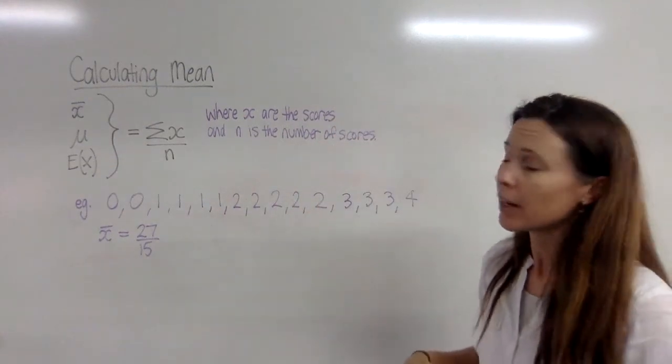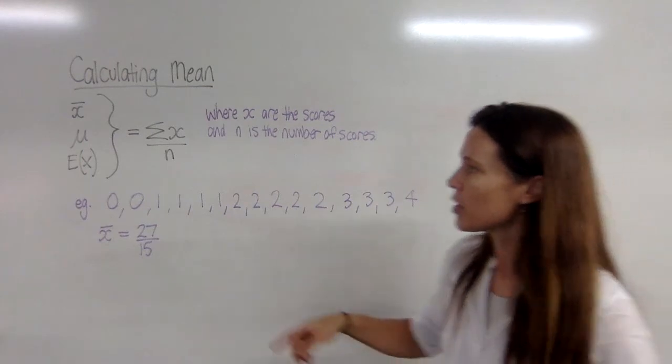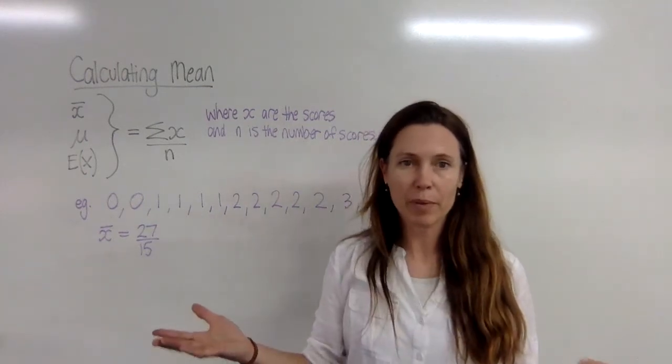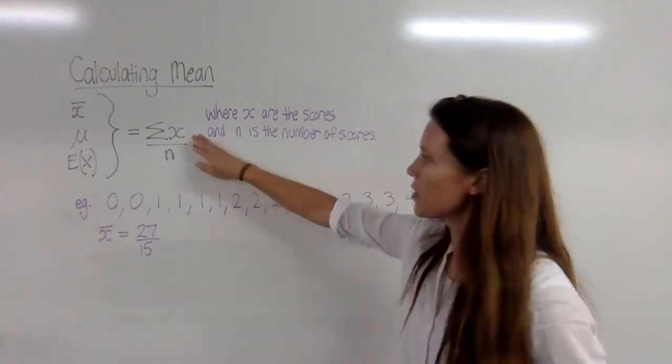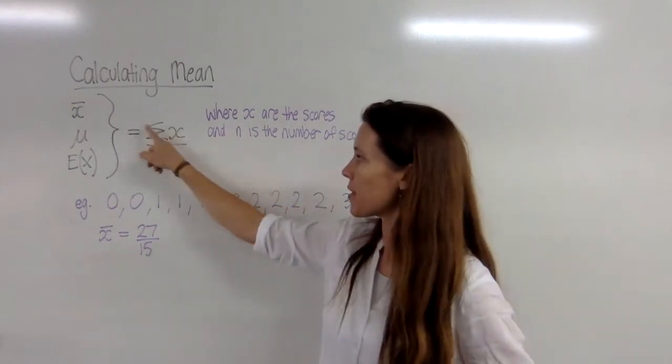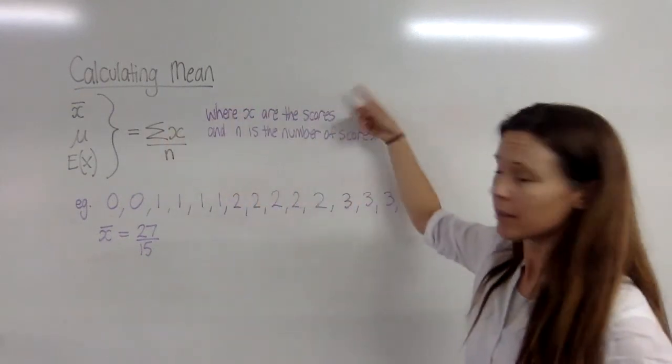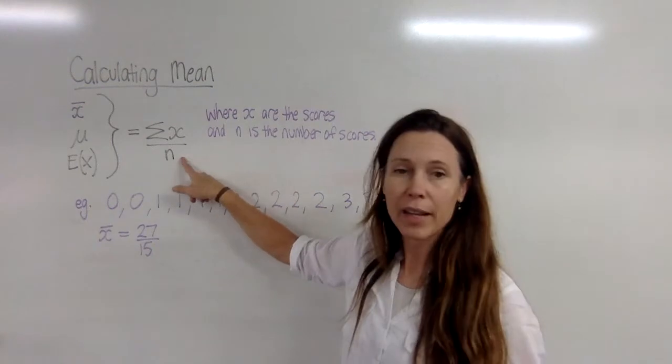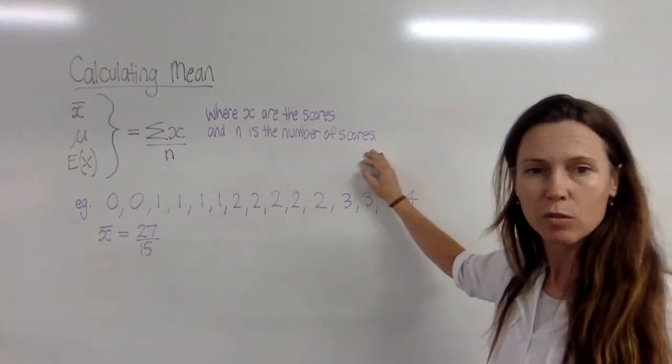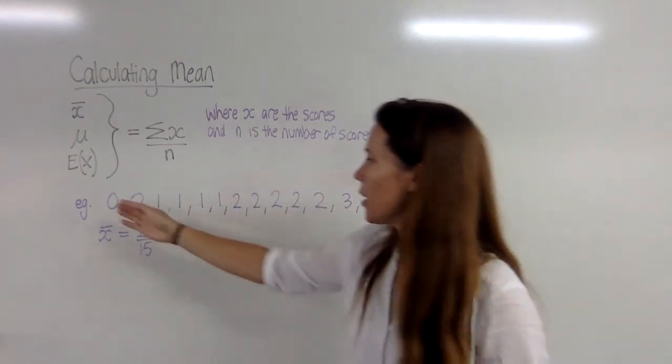Now, you probably already know how to find the mean of a bunch of numbers. You literally add all of the numbers up and then divide by how many there are. And this formula means exactly that. Take the sum of x, where x is all the scores, and divide by n, where n is the number of scores. So here I have a list of numbers.